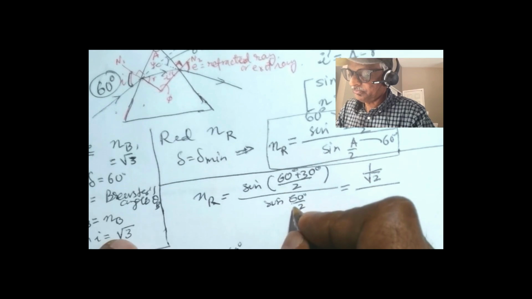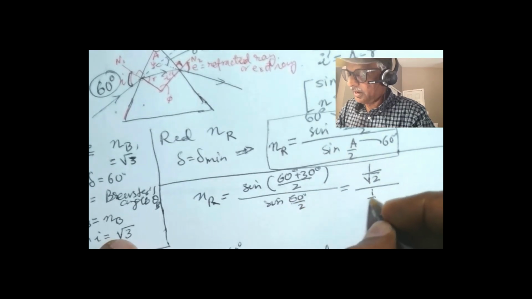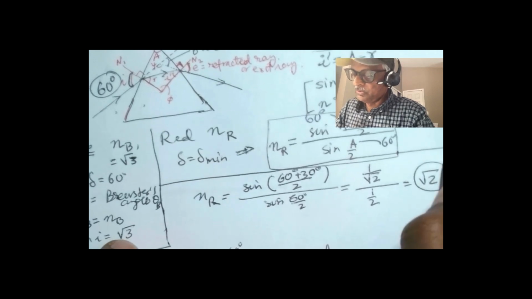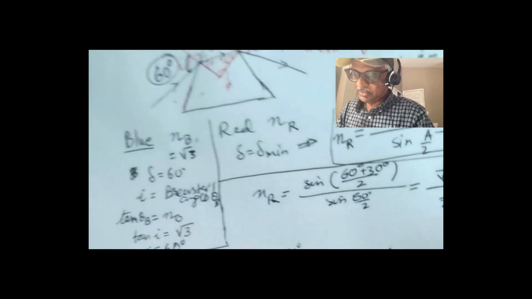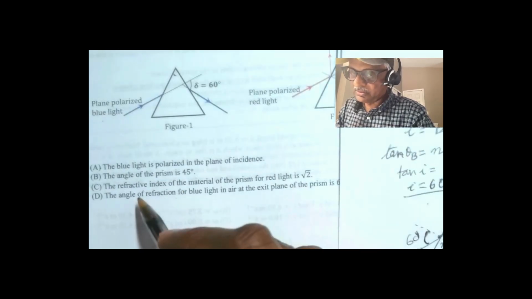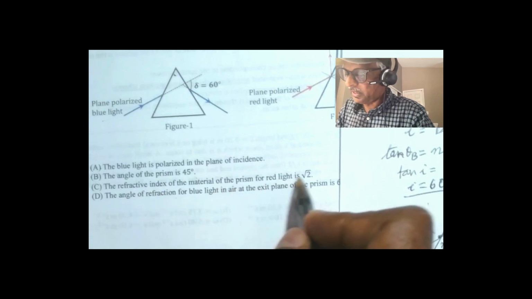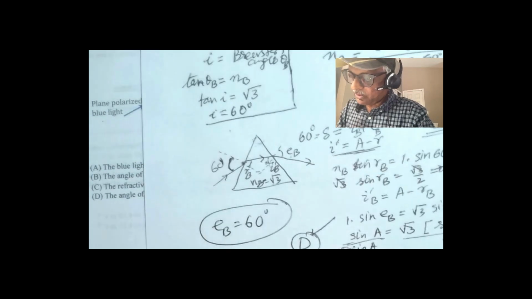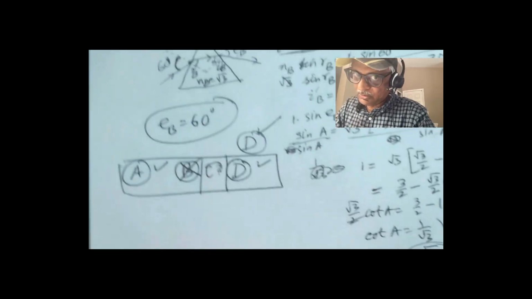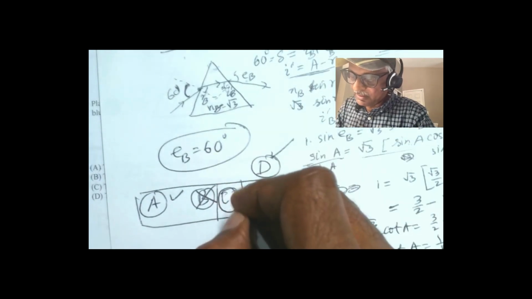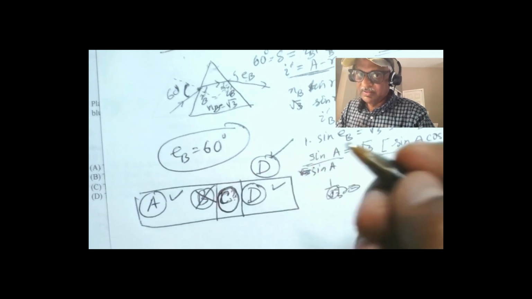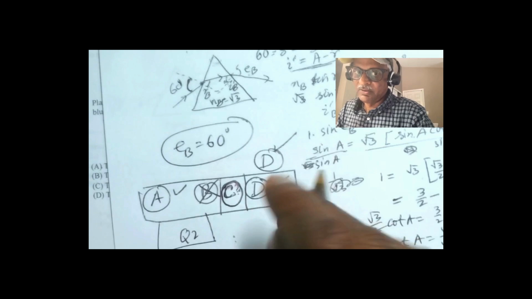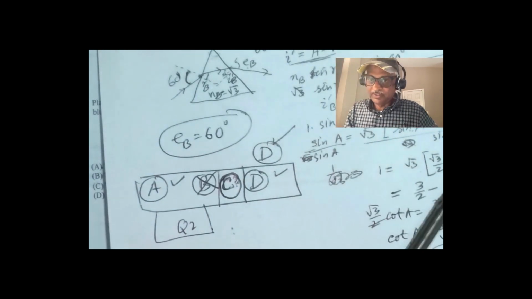That gives 1 over square root of 2, and sine 30 degrees is half, so the result is square root of 2. Let's look at the answer here: refractive index for the red light is square root 2. So this is also correct. So C is also correct. So this is for question number 2. Okay, good.